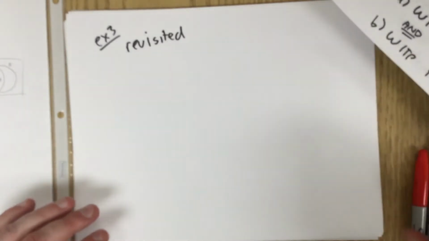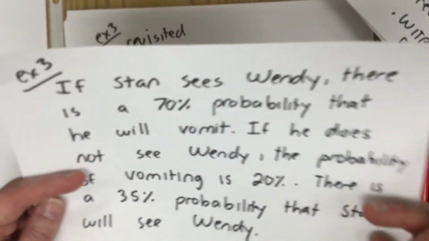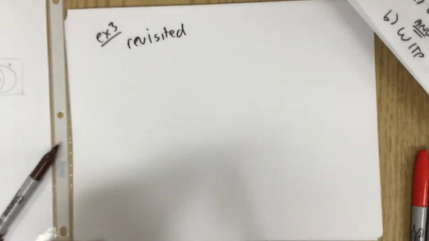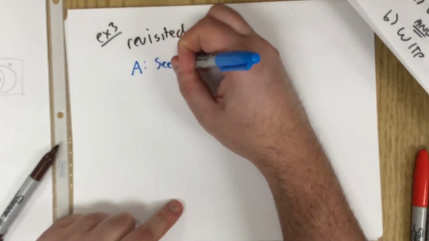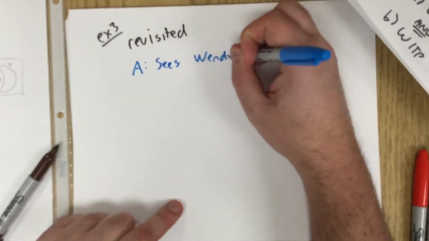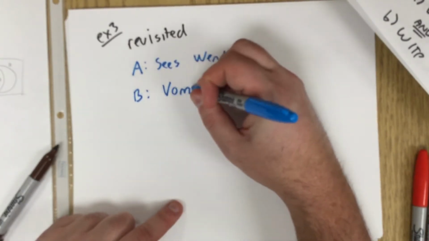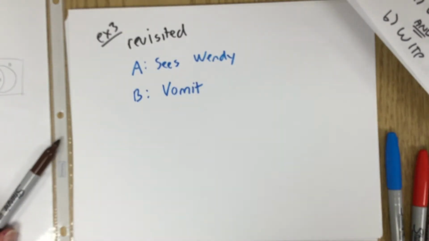So I'm going to revisit example number 3, that's the vomiting one, and I'm going to write it down using symbols. I want to figure out what the symbols are. So just to reiterate, we're going to say that event A is that he sees Wendy, and that event B is that he vomits.